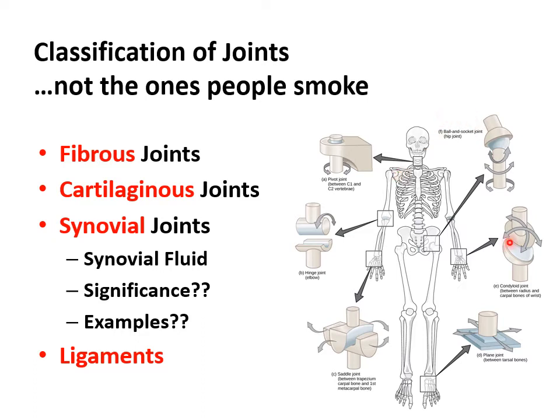Okay, so again, that's all of these guys around here. All of these in the picture are synovial joints. When you hear synovial, keep in mind these are the only joints that have a nice cavity between the adjoining bones and that have fluid in that cavity.